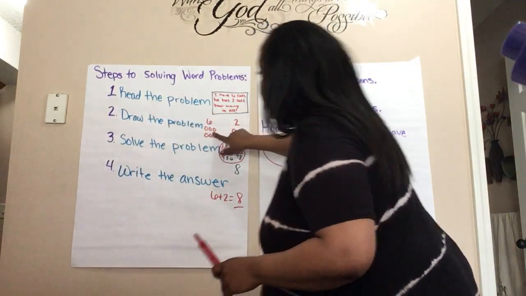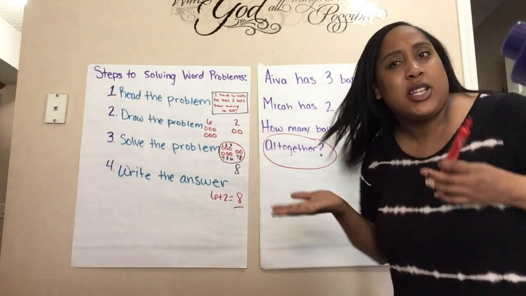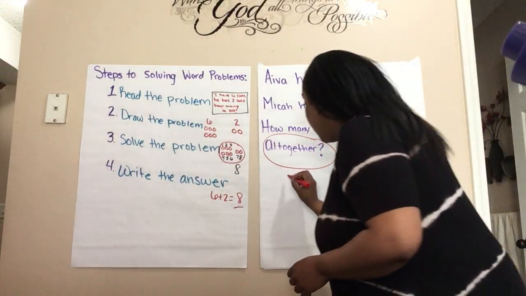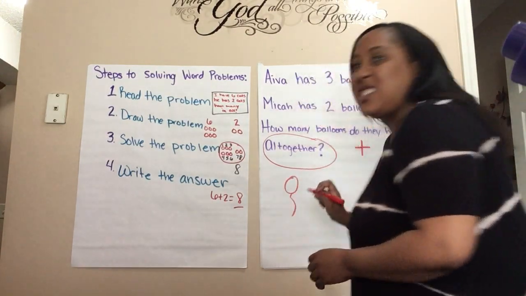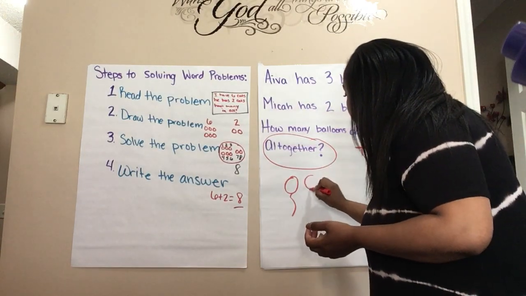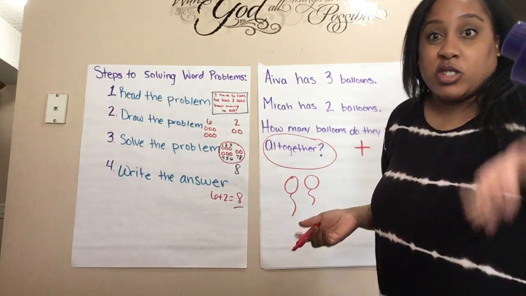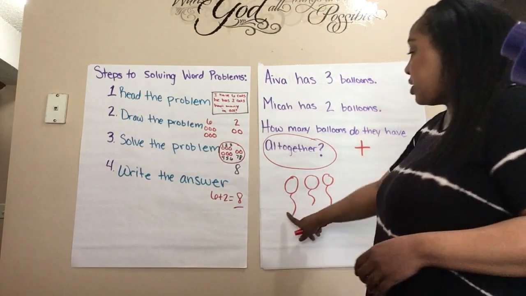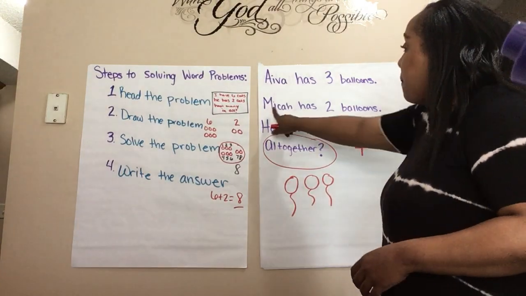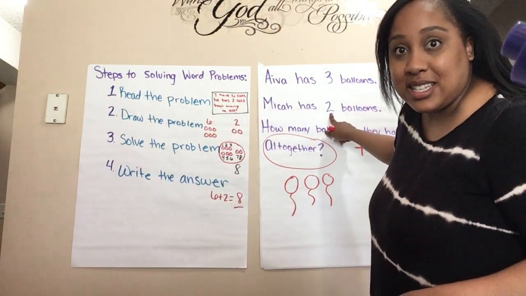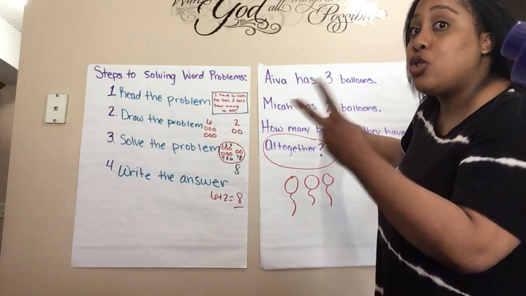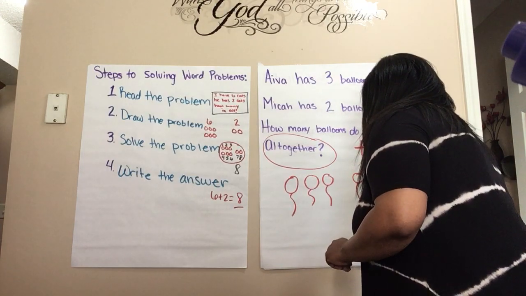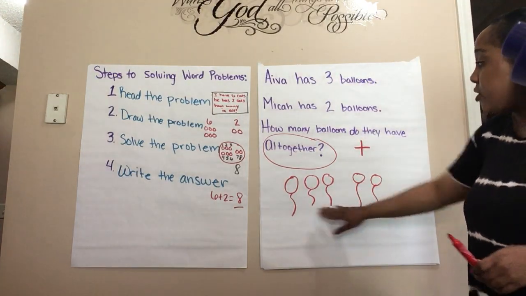Now, I need to draw the problem. Ava had how many balloons? Yes, Ava had 3 balloons. So let's draw Ava's balloons. Sometimes this is the fun part, because you can draw it out with pictures, or you can just do circles if you want to be quick. Here's Ava's balloons, 1, 2, 3. Micah has how many balloons? Yes, Micah has 2 balloons. So here's Micah's balloons.